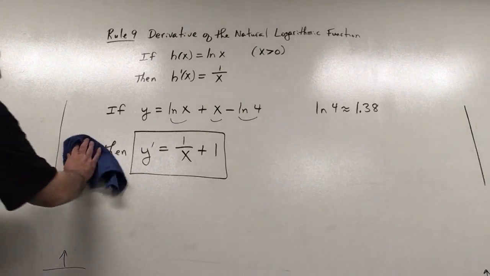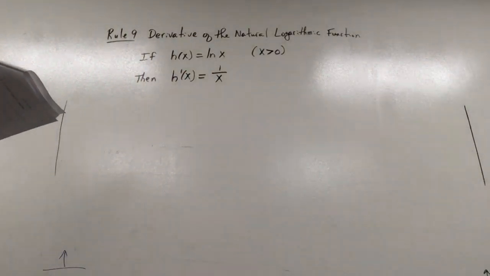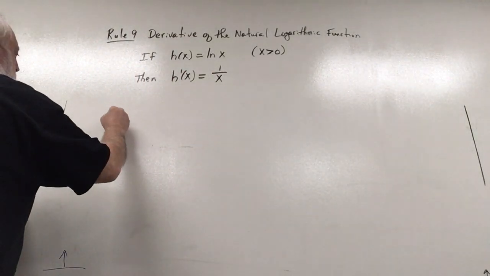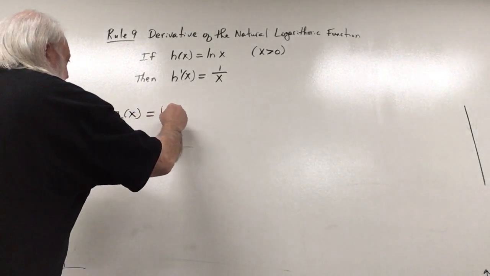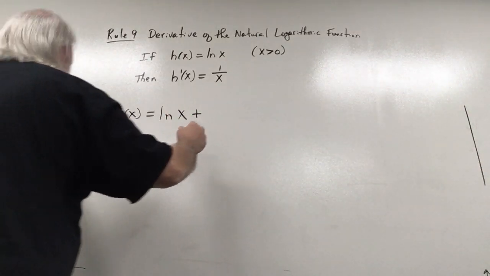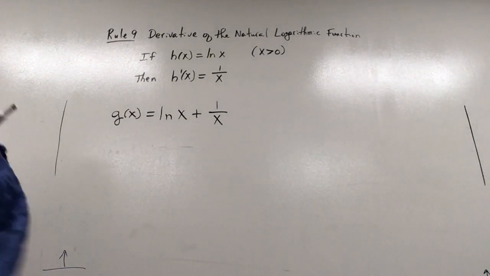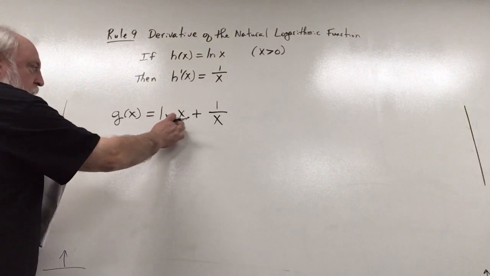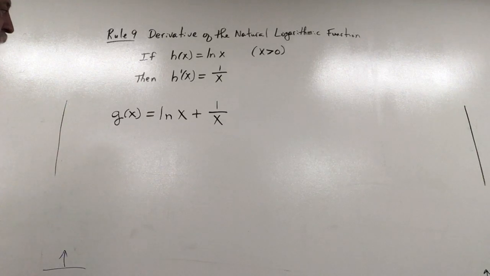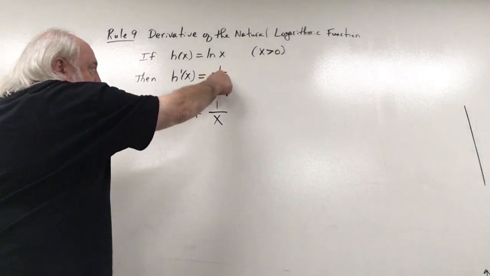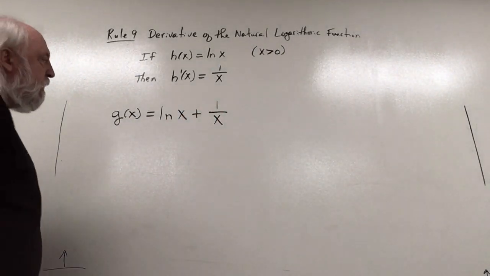In the second example, we have g of x is equal to the natural log of x plus 1 over x. So we have a sum of two terms. Natural log of x is the first term and 1 over x is the second term, so we can differentiate term by term. We know how to find the derivative of natural log of x from up here, but to find the derivative of 1 over x, we have to rewrite that.